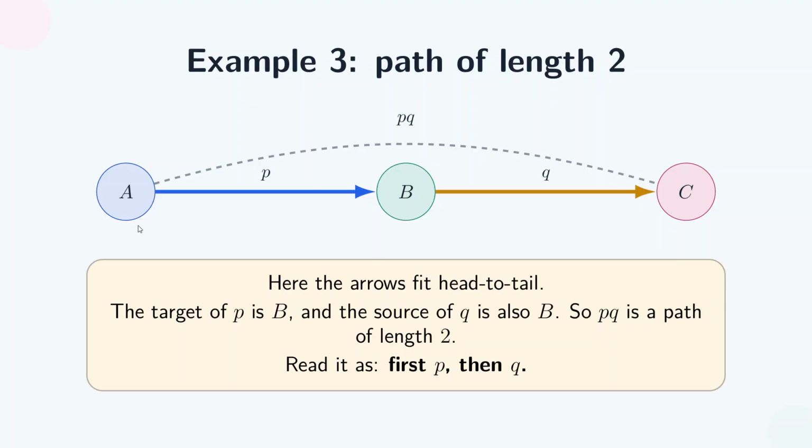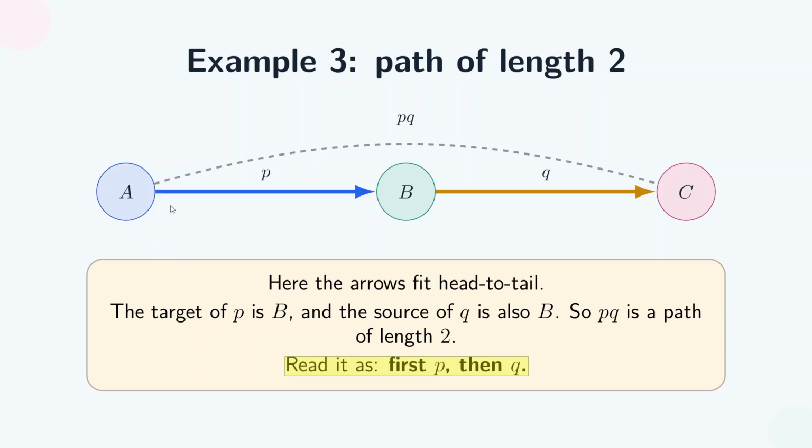Now let us look at a path of length 2. Suppose we have one arrow P going from A to B, and another arrow Q going from B to C. These two arrows fit together perfectly. Why? Because P ends at B, and Q begins at B. So after traveling along P, we are exactly at the place where Q is ready to begin. That means we can follow P first, and then Q. The result is the path PQ. This is called a path of length 2 because it uses exactly two arrows. Notice again that order matters. When we write PQ, we mean first P, then Q.